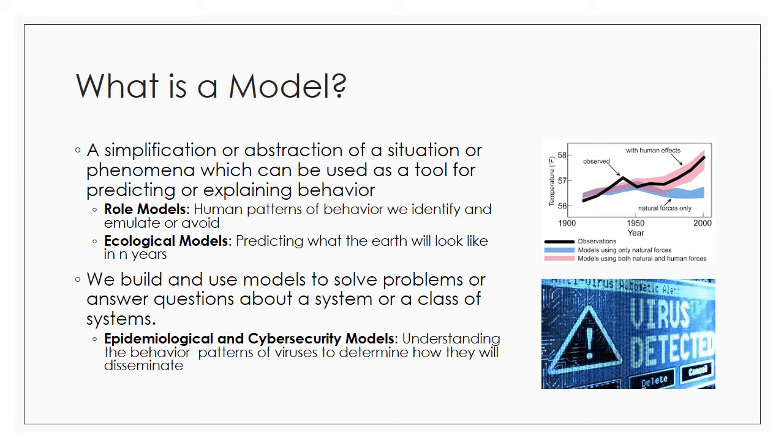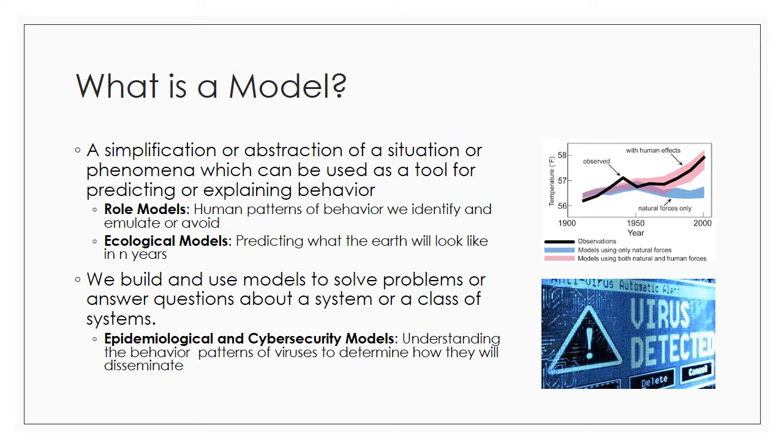We can also think about models in terms of, for example, ecological models or scientific models. Here on the right side, you're seeing a model that shows the temperature versus the year in terms of observed temperature with human effects and natural forces only. And we use this model in order to predict what the Earth will look like in a number of years.